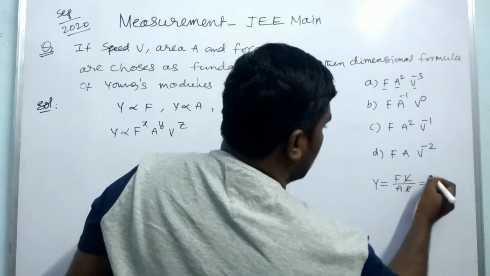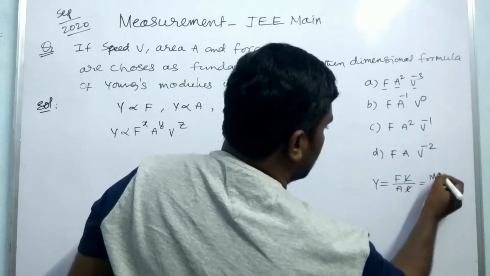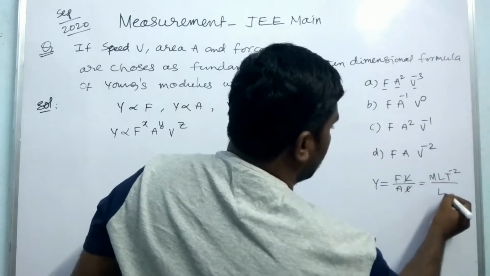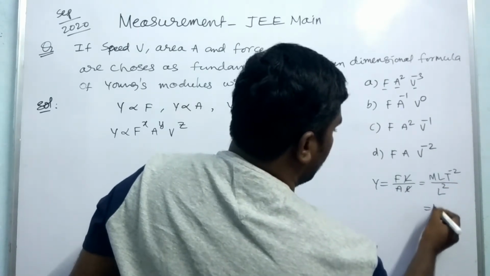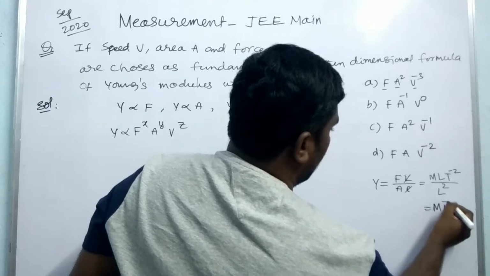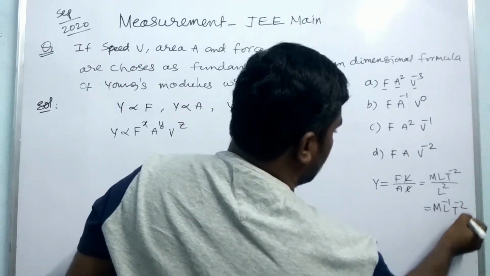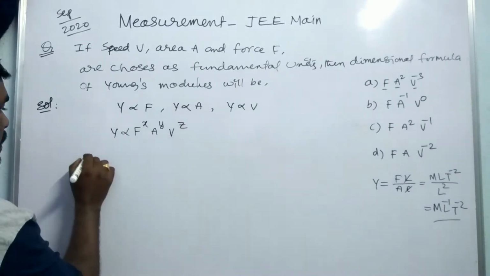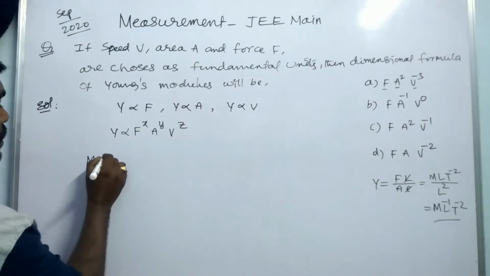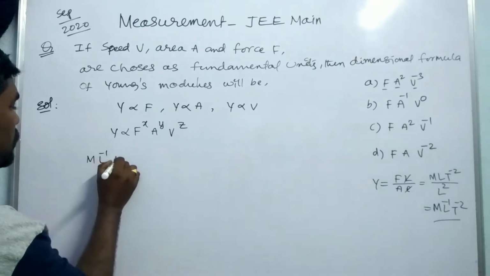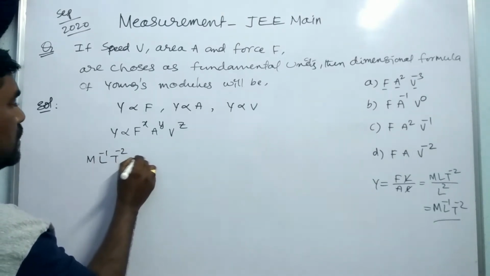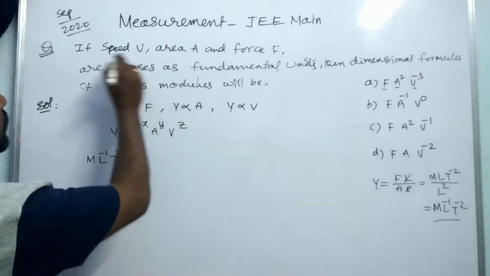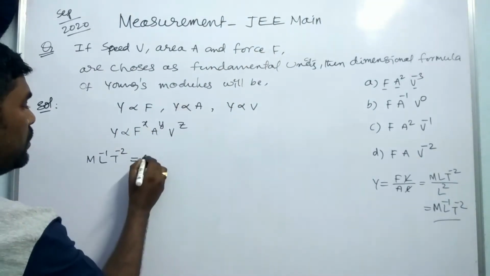So the dimensional formula for F is M L T minus 2, and area is L2. Then you can write M L minus 1 T minus 2. So this is the dimensional formula of Young's modulus. Hence we can write that M L minus 1 T minus 2 is equal to F. What is F here? F is nothing but force.